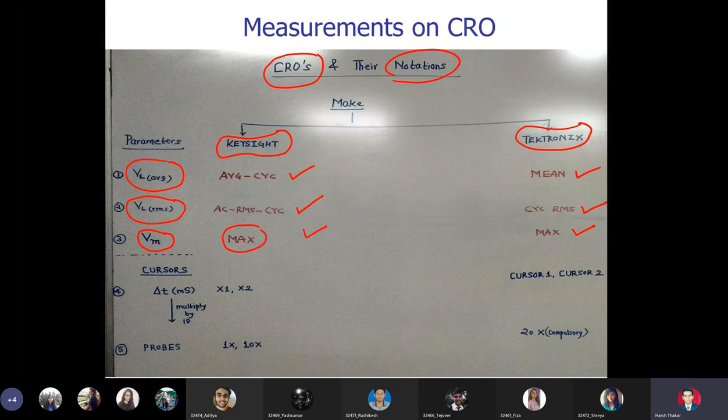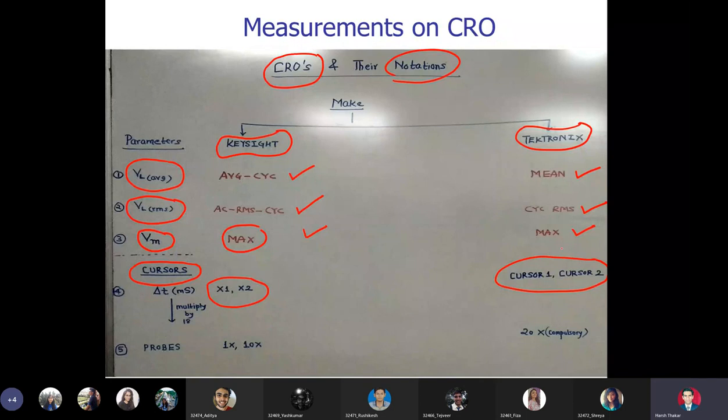If you want to use cursors to measure the time period and hence the frequency, then you have to use what are called X1, X2 and cursor 1, cursor 2 here. Tektronix calls the cursors cursor 1, cursor 2, and Keysight calls them X1, X2. As far as probes are concerned, the Keysight Technologies oscilloscope accepts only two versions, 1x and 10x. But in Tektronix, there is a special probe which has to be used.